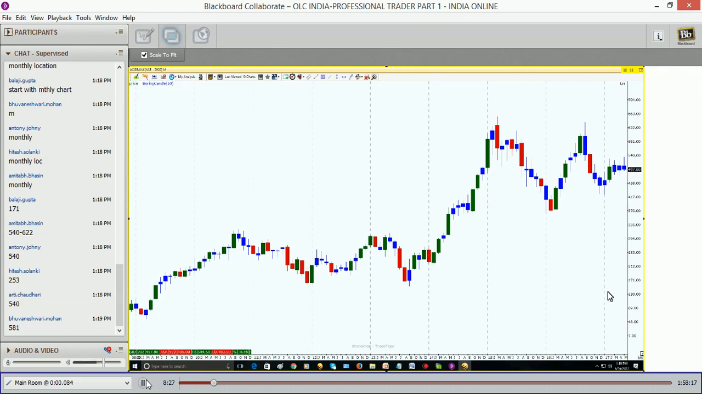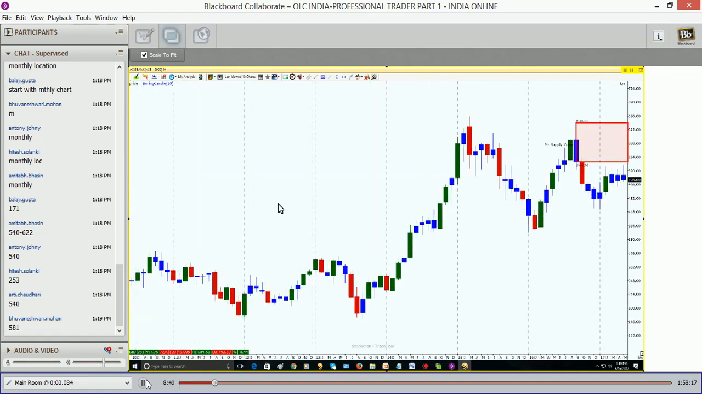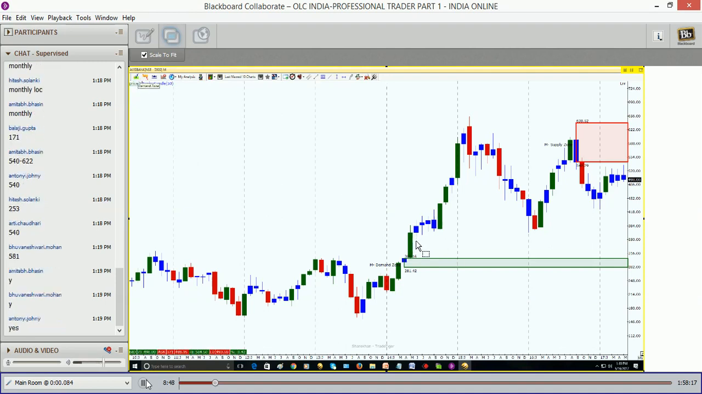We're talking about supply zone, my friend Hitesh. 540 and 581. All of you would agree that this would be my closest untested supply zone. Now, would all of you agree this would be my closest untested demand? Or can I mark this as my closest untested demand? Which would be correct?